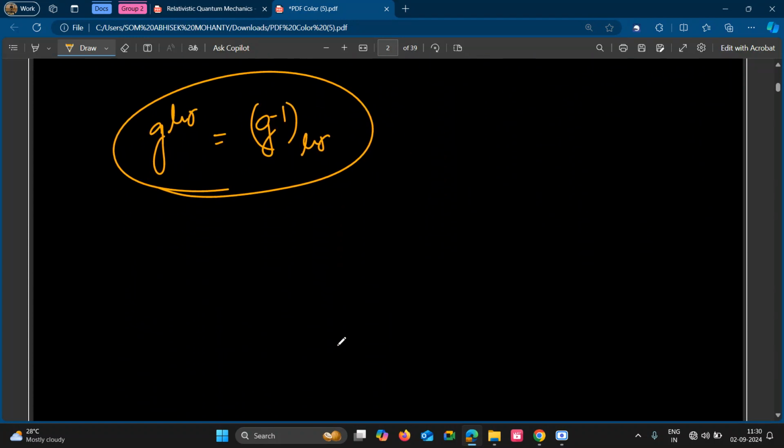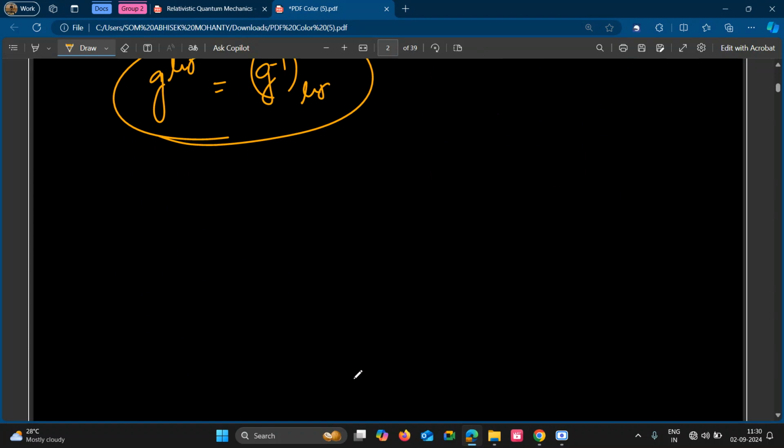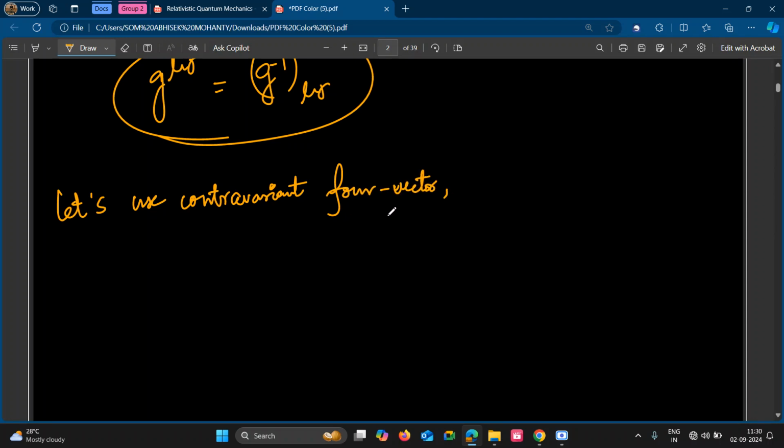Okay. Now let's use a contravariant 4 vector. We have to give it time, so it's a bit new, and you'll slowly understand it. Let's use a contravariant 4 vector. That is contravariant. That means the index will be upstairs, right? x mu is equal to... don't read it as x to the power mu. This is x mu is equal to x0, x1, x2, x3.